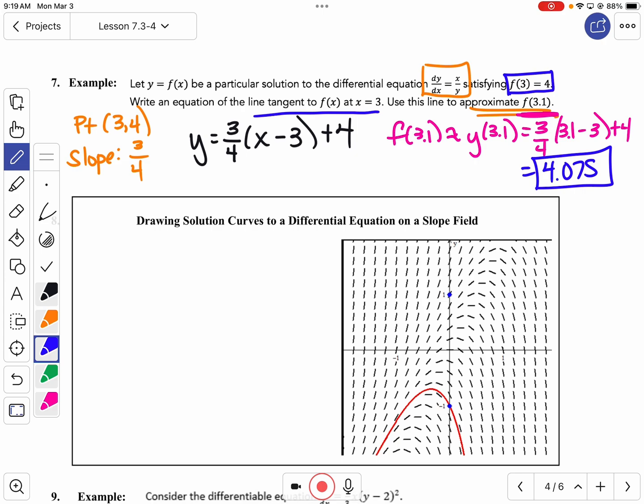Okay. So that was writing the equation of a tangent line. Okay. Question on that.